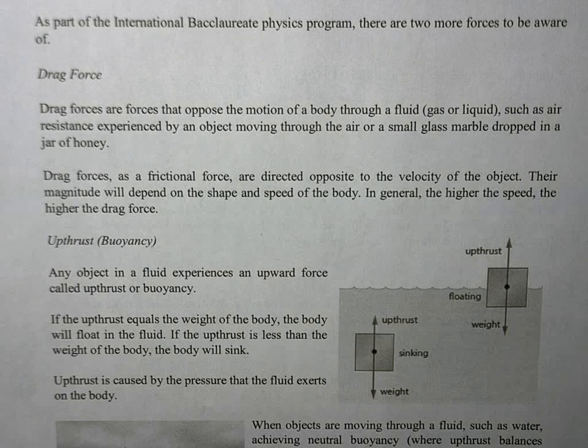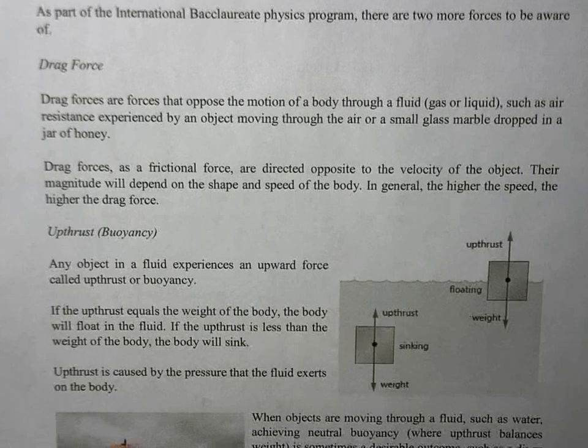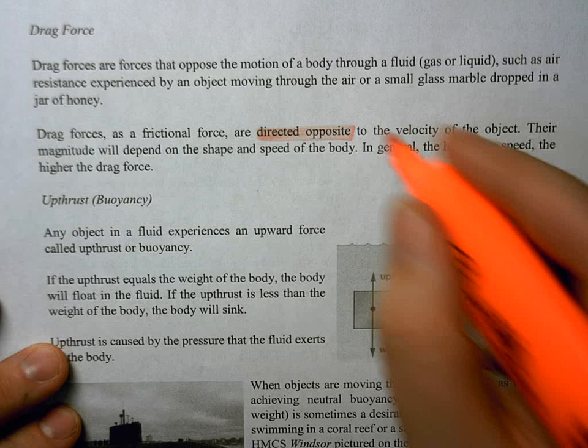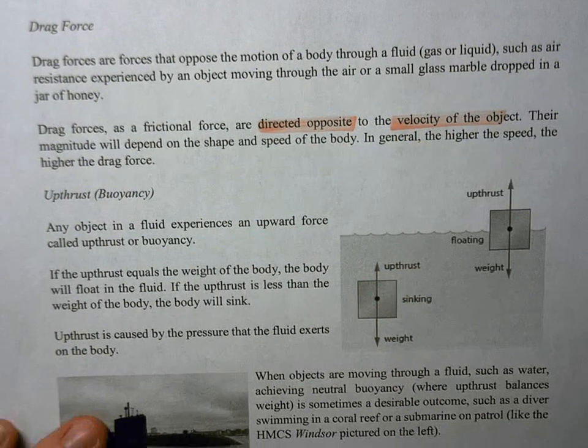It's going to oppose motion of a body through a fluid, and usually we could think of these fluids like a gas, like the air, or a liquid. So when we're talking about through the air, we're talking about air resistance. And if we're talking about through a liquid, then we're probably going to talk about a viscous drag force or something to that effect. So drag force is just a type of frictional force. It's going to be directed opposite to the velocity of the object.